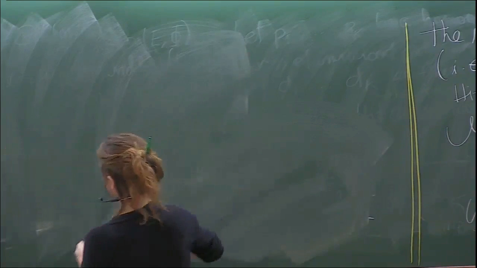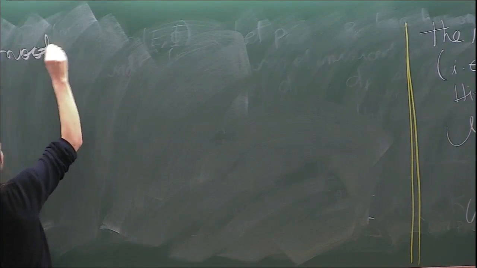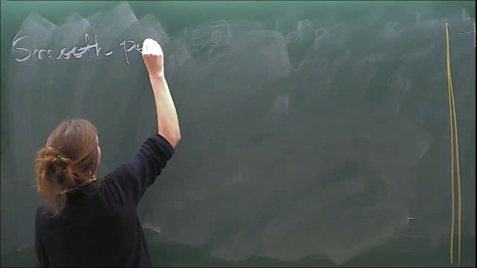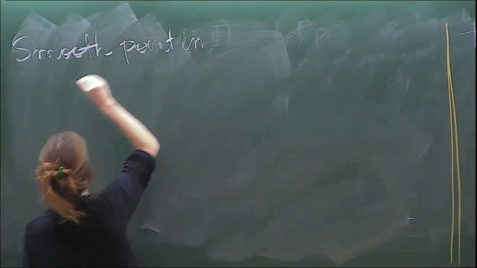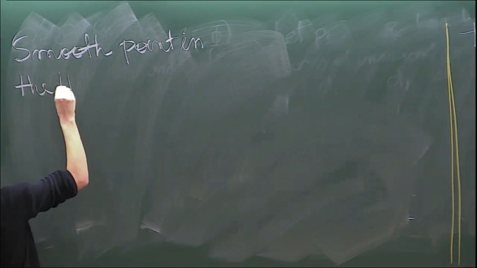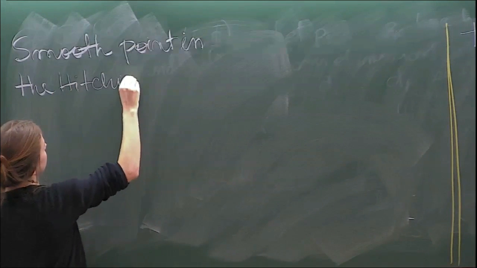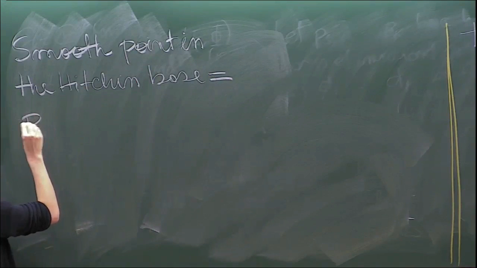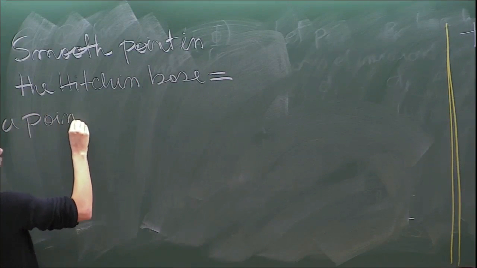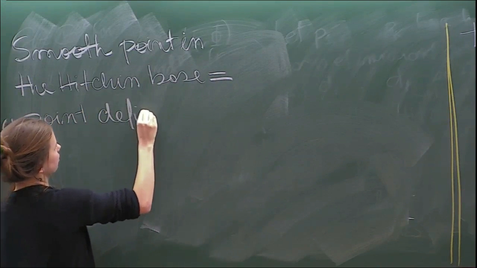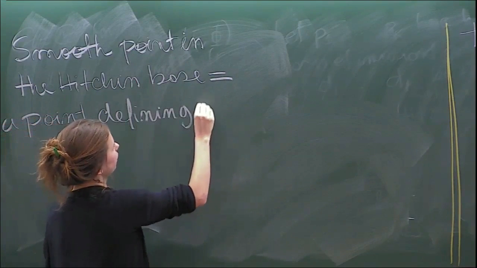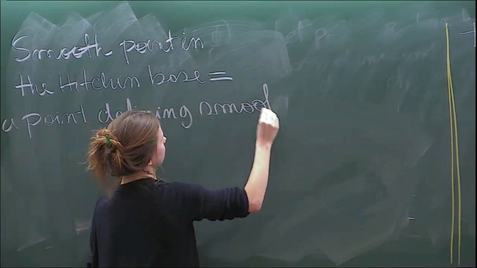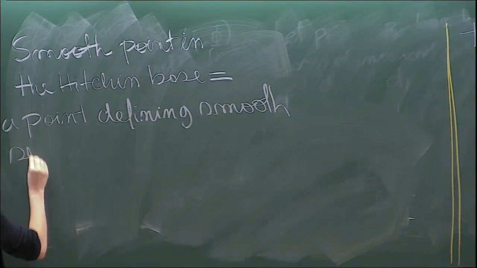So what do we call smooth? A smooth point in the Hitchin base equals a point defining a smooth spectral curve.